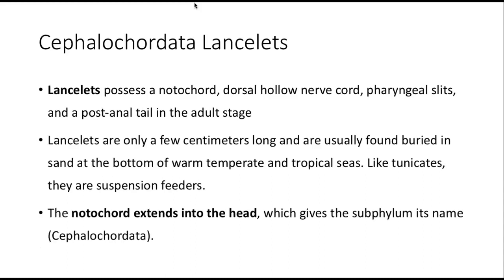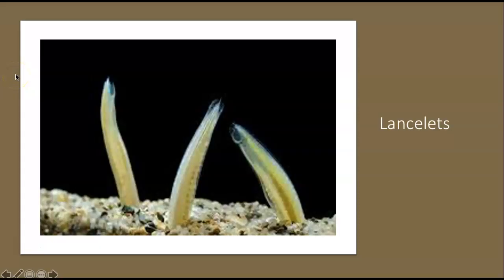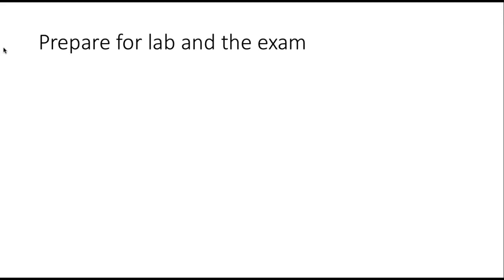The notochord extends into the head, and it gives the subphylum its name, Cephalochordata. So cephalo means head, chordata for the notochord. Here is a picture of the lancelets, really tiny little guys, and they live in the sand. They're suspension feeders. But they have all 4 of the important chordate structures: the dorsal hollow nerve cord, the pharyngeal slits, the notochord, and the postanal tail.